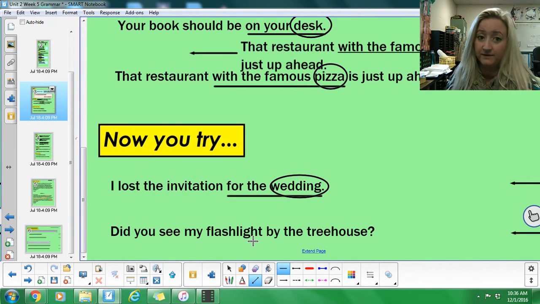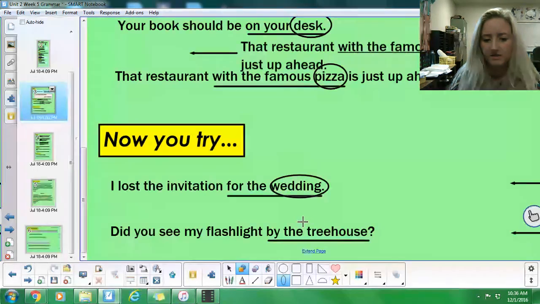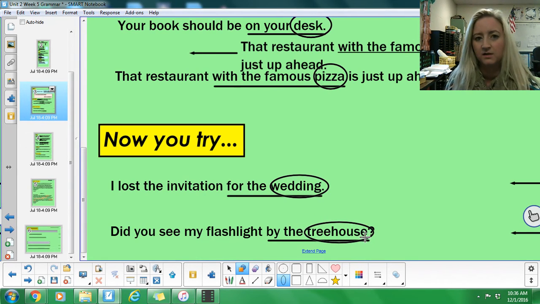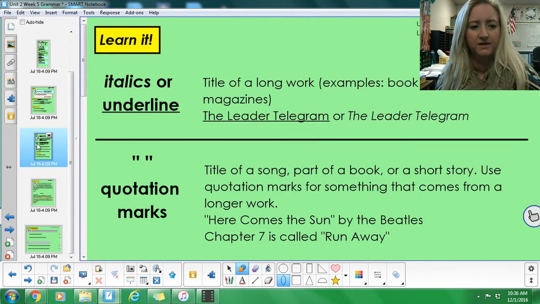Did you see my flashlight by the treehouse? Well, I could have said, did you see my flashlight? But I want to give my reader more information, so I'm saying by the treehouse. There's my prepositional phrase. Here's the object of my prepositional phrase. So you try page 2, see how you do, and then you can continue on with the video.